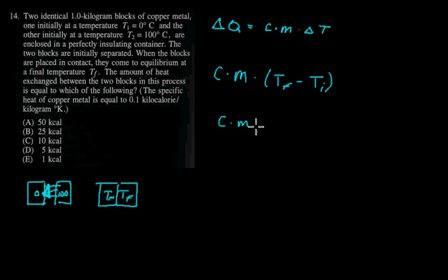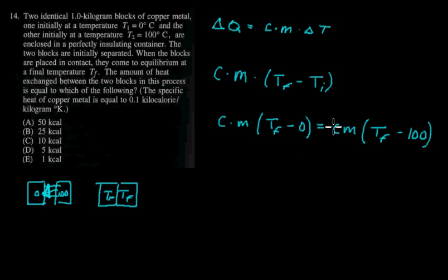So on the left-hand side, I'll do the 0-degree block. We have its final temperature minus its initial temperature, which is 0. And I'm going to equate that to the 100-degree block. Its final temperature is T sub F, and its initial temperature is 100.